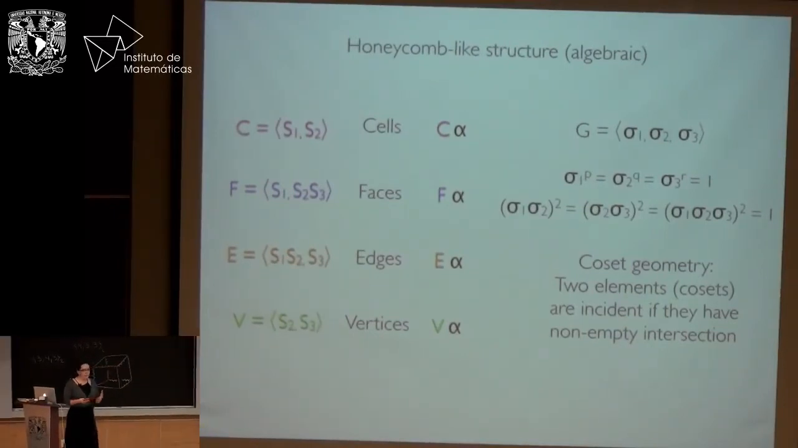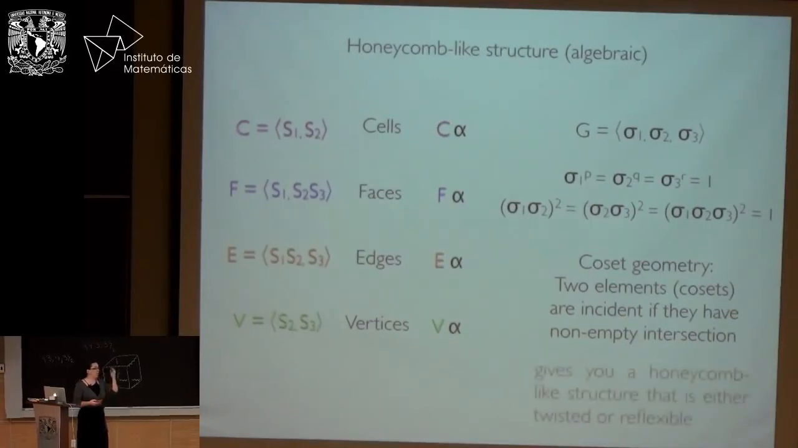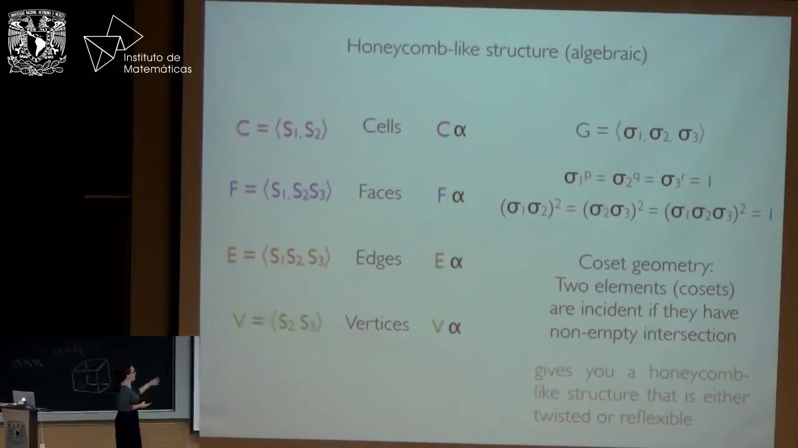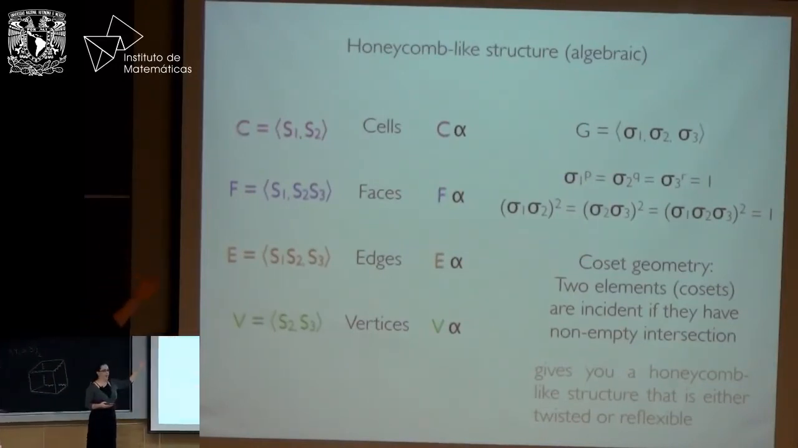The only problem with doing this is that now I do have symmetry behind it, because the group G is acting on this incidence structure. And I could have that the structure that I get is either twisted or reflexible.